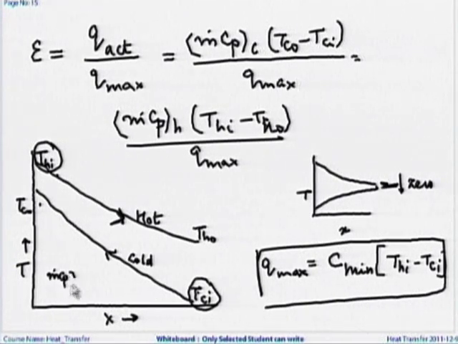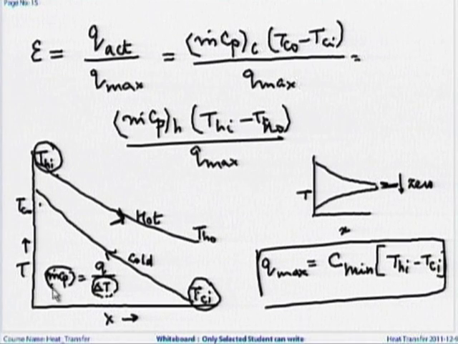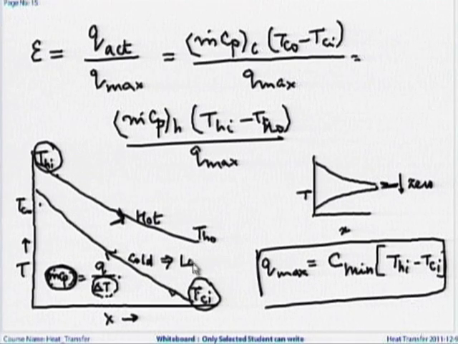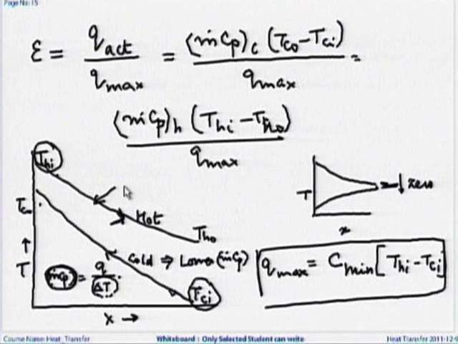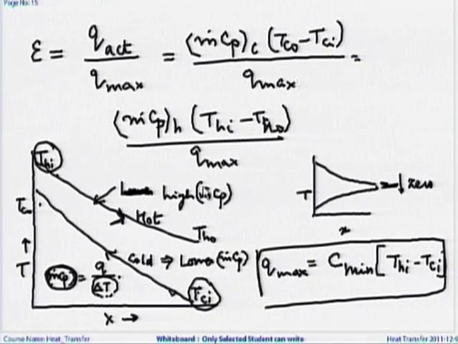M dot Cp is essentially Q divided by the delta T. Whatever, hot or cold fluid, is Q divided by delta T. So, delta T is large, Q is fixed. Hot fluid exchanges heat with cold fluid, so this is going to be fixed. So, if my m dot Cp is small, delta T has to be large. That means, in this case, this is the lower m dot Cp, because I have drawn this with a larger slope, larger temperature change. This one is going to be a smaller slope, that means higher m dot Cp or a lower temperature drop.